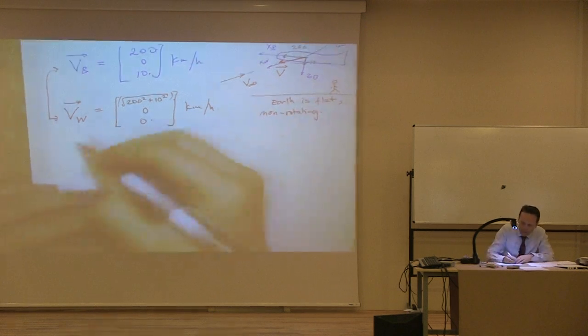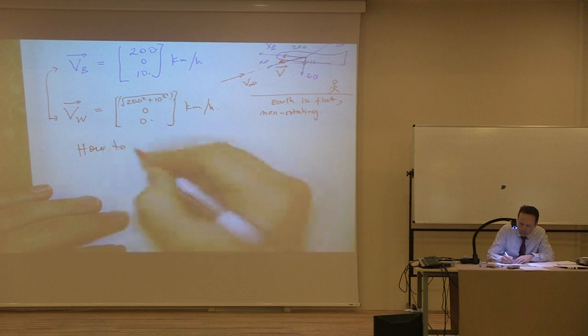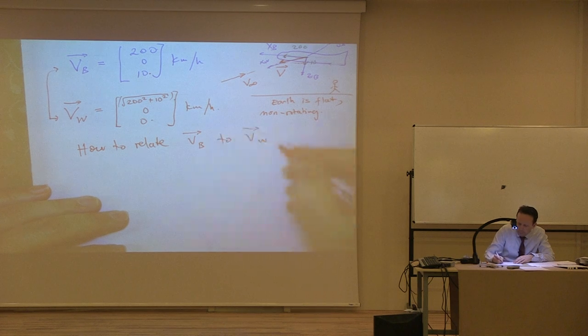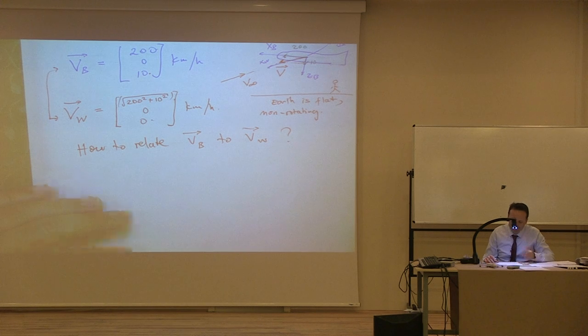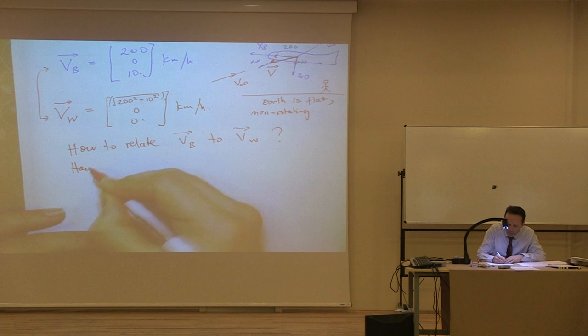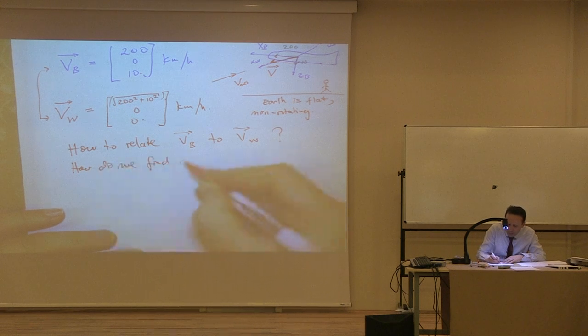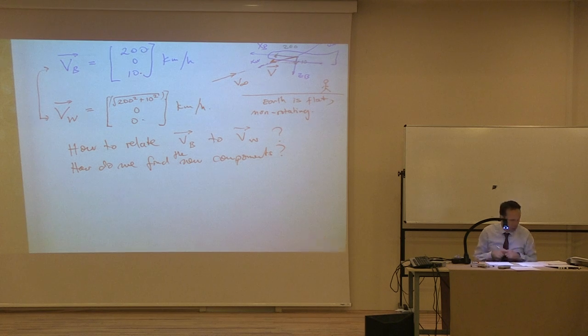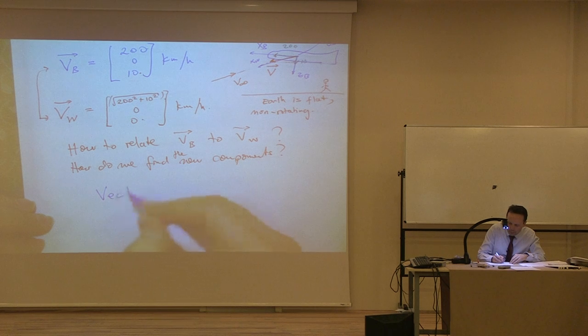So how to relate VB to VW? Okay? How do we do that? There is a relation. It's the same vector. They're not different. I'm just trying to find the new components. Do we find new components? The new components. Understand? That's my problem now. And for that, we will have a new little chapter, we call vector transformations.